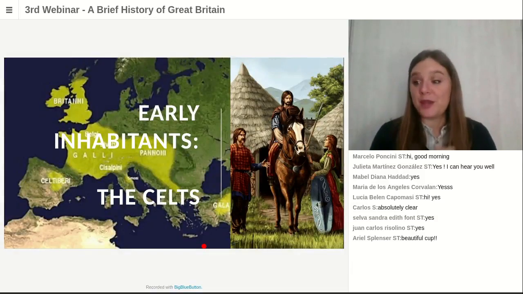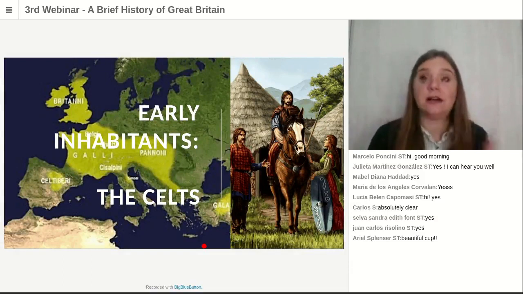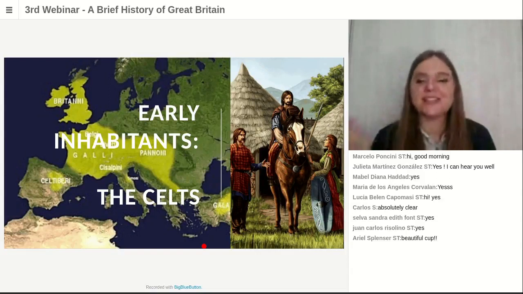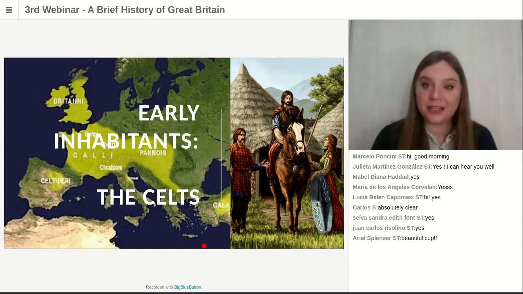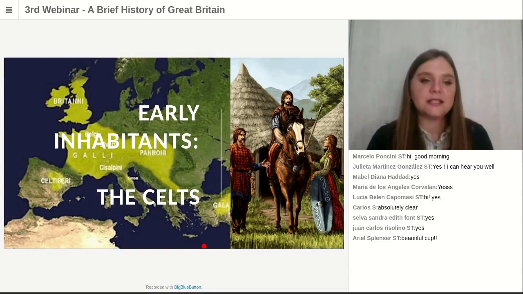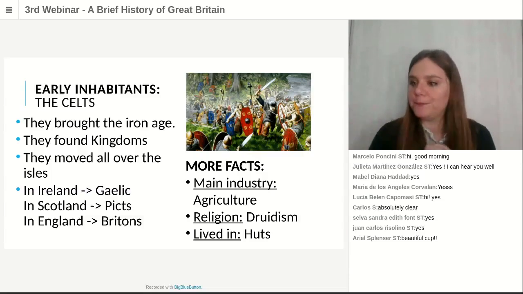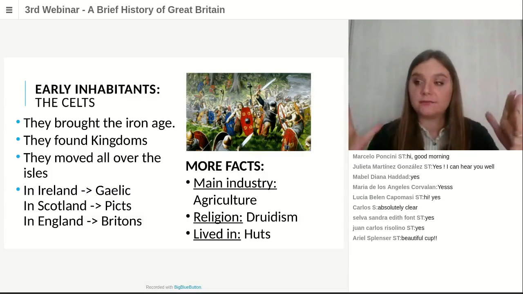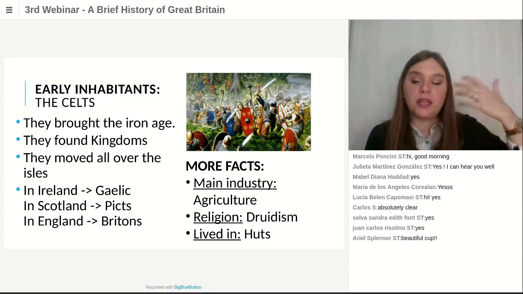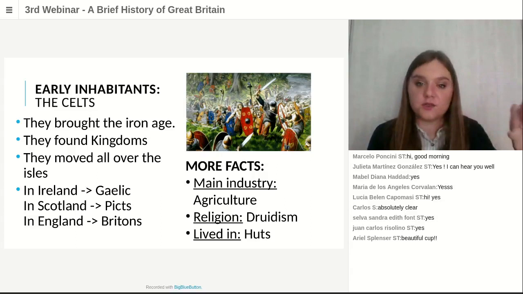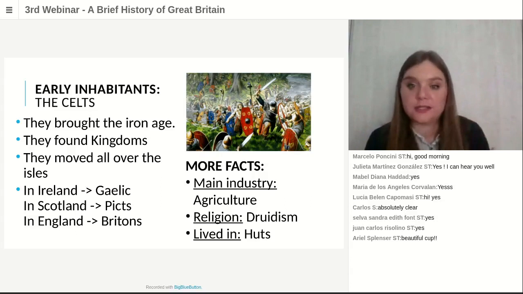Well, then we have another early group of inhabitants, the Celts. The Celts are very famous. They spread throughout the land, and they moved into the Isles. They went to Ireland, to Scotland, and to England, where they created these little groups that were the Gaelic, the Picts, and the Britons.